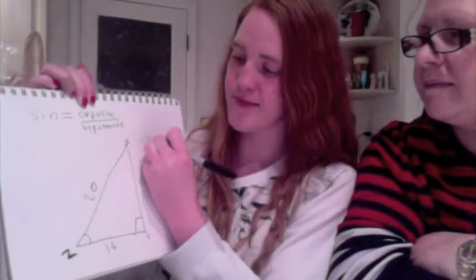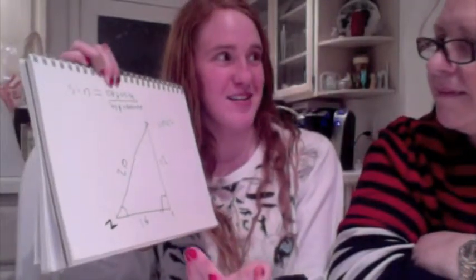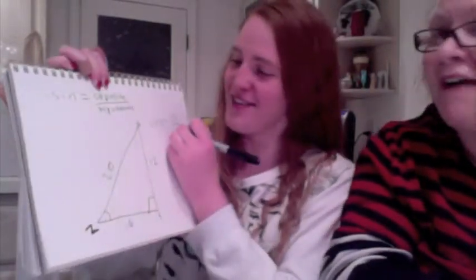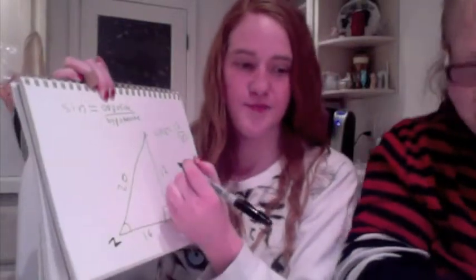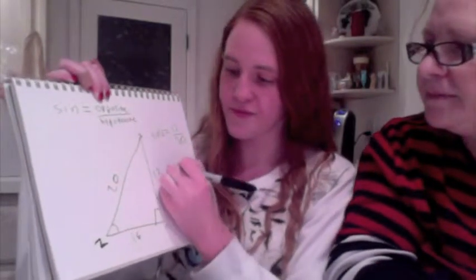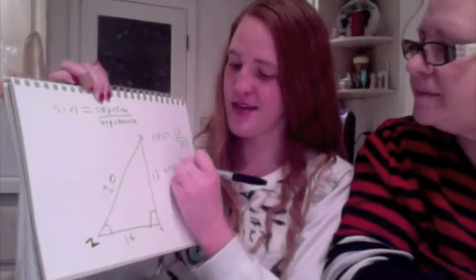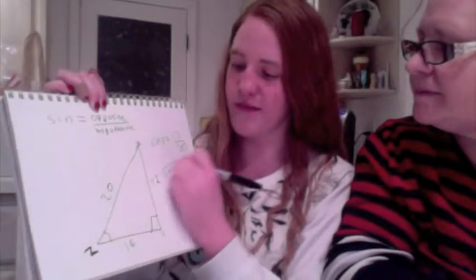So sine z equals, what is opposite the angle z? 12? Correct. So now, what's the hypotenuse? 20. So, but you can simplify this. When it's simplified, it comes down to 3 over 5. And that's your answer.